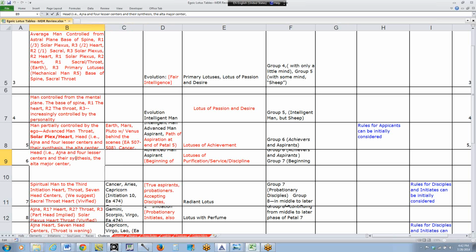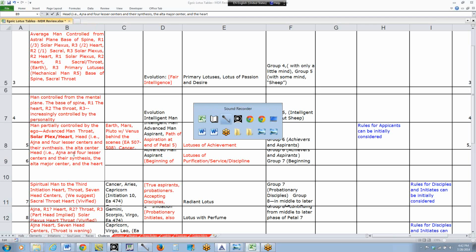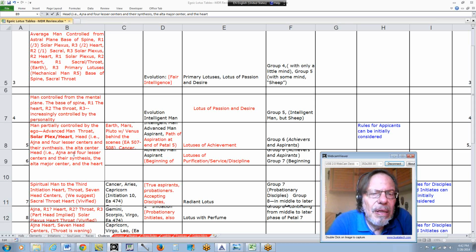Let's just see. Here we're talking about the 6th petal, the head, the ajna, that is the ajna and the 4 lesser centers, and their synthesis, the alta major center, and, well, you know, it can be the heart or the throat center. It gets complicated. It really depends on the particular energy configuration of the individual, how this will work out.